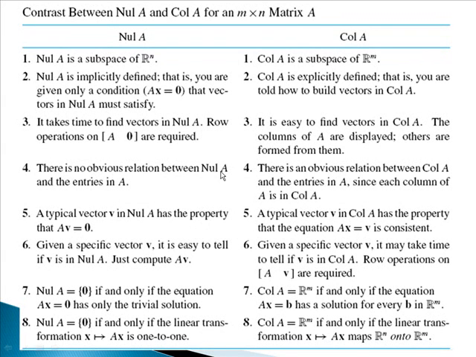There is no obvious relation between the null space of A and the entries in A, but there is between the column space of A and the entries, since each column of A is in that column space. A vector v in the null space has the property that it satisfies Av equals 0, and then a typical vector in the column space of A has the property that our equation Ax equals v is consistent. Number 6, given a specific vector v, it's easy to tell if v is in the null space of A. We just simply multiply our matrix times that vector and see if we get the 0 vector.